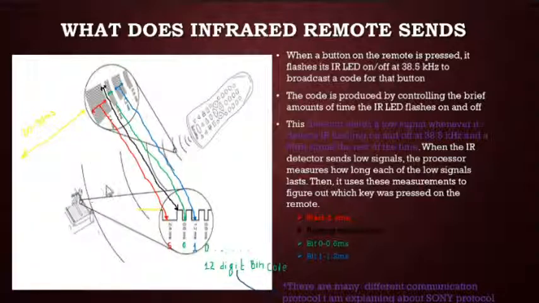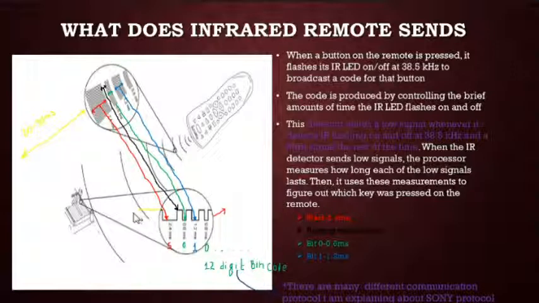Now let's see how this optical code is converted into an electrical signal. This optical code is received by a detector, and whenever the detector receives an IR LED flashing on and off, it generates an electrical low signal. When it receives no optical code, that is, when the LED is not flashing on and off, it generates a high signal, thereby forming a sequence of high and low signals as shown here.